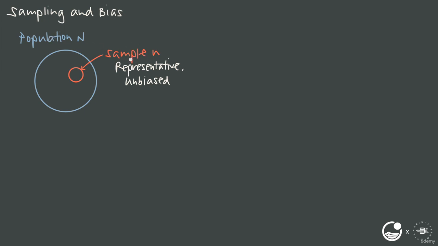We want the sample to represent the population because the idea here is that we would want to be able to use the sample to make inferences about the population. We want to be able to use what we find about the sample and scale it up so that we can make a proportional conclusion about the population itself.